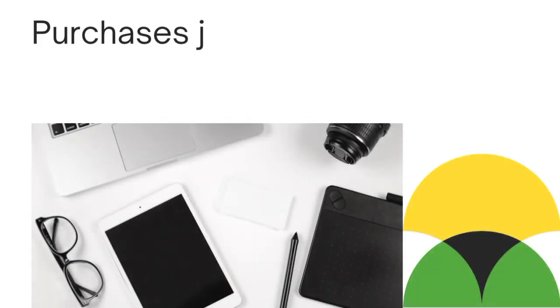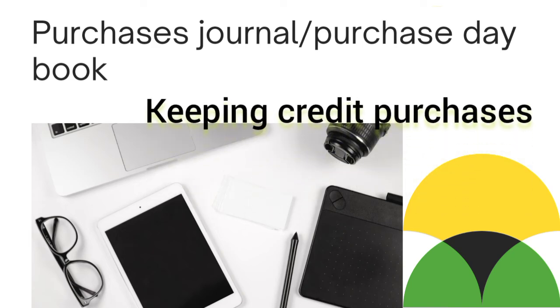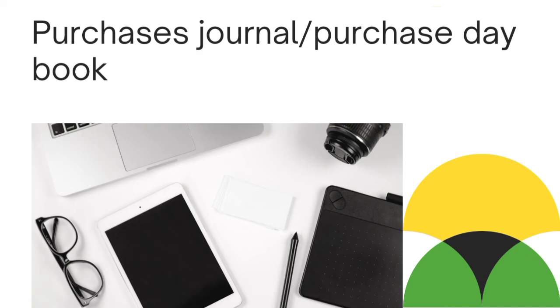The second type under the special journal is referred to as purchases journal, or you could call it purchase day book. What is this used for? Well, it is used exclusively for keeping credit purchases. Remember, the name is purchase journal or purchase day book.